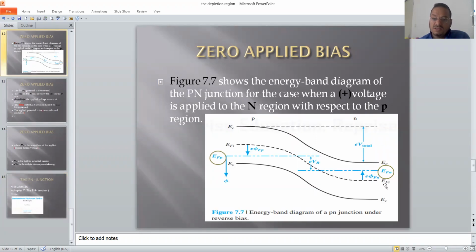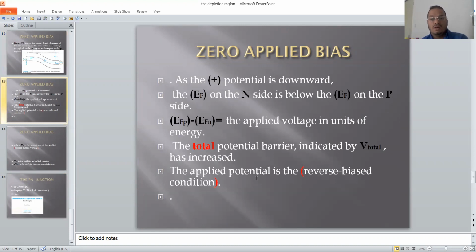Sorry. Here, the electron potential equal the difference between the electron Fermi energy level and the intrinsic Fermi energy level. This figure 7.7, like I said before, is the energy band diagram of a PN junction under reverse bias. That means something different, and we will explain all the important details in the next lectures about the reverse bias, because it's an important topic.